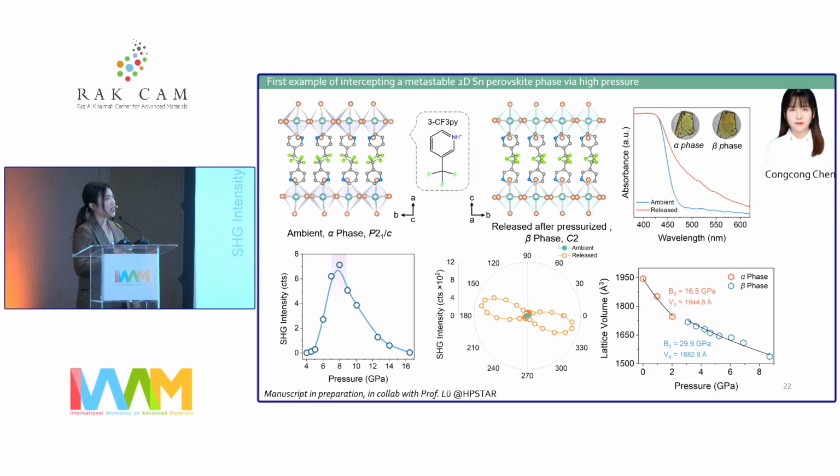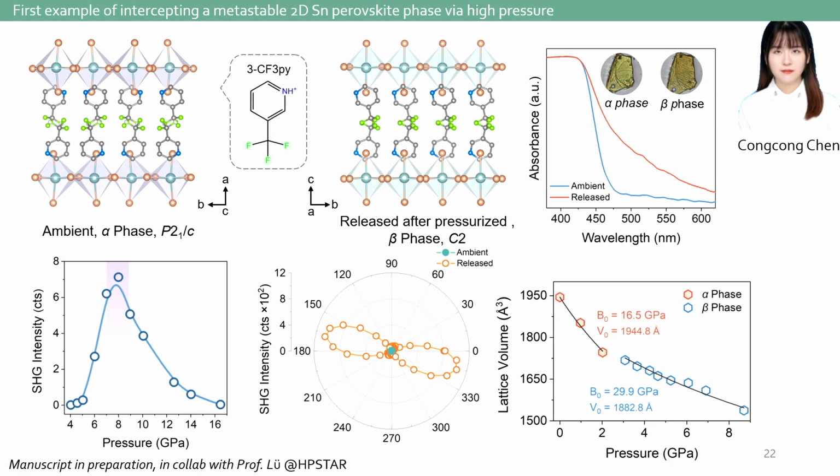So if we look at here, using this sort of cation, it doesn't look too different, right? But the special thing is that it has a CF3 group, where the fluorine can be very highly electronegative, right? So in this two-dimensional perovskite material, if you start to apply pressure, the original structure is centrosymmetric, but if you increase the pressure, it starts to show second harmonic generation, meaning it's starting to become non-centrosymmetric.